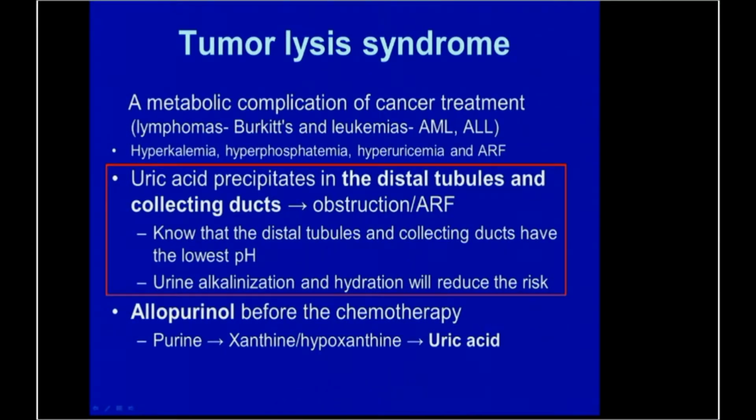The metabolic complications of cancer treatment can cause what we call tumor lysis syndrome. So just keep this in mind. I put it here. It is not gouty arthritis. It is someone who has a different problem, but is going to induce a very high level of uric acid. What is it? Tumor lysis syndrome. What is tumor lysis syndrome?